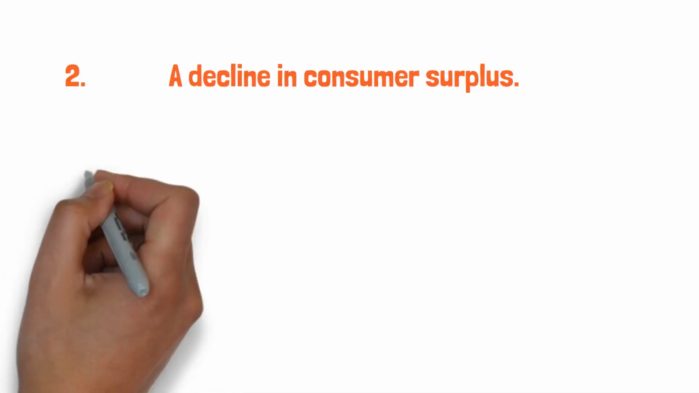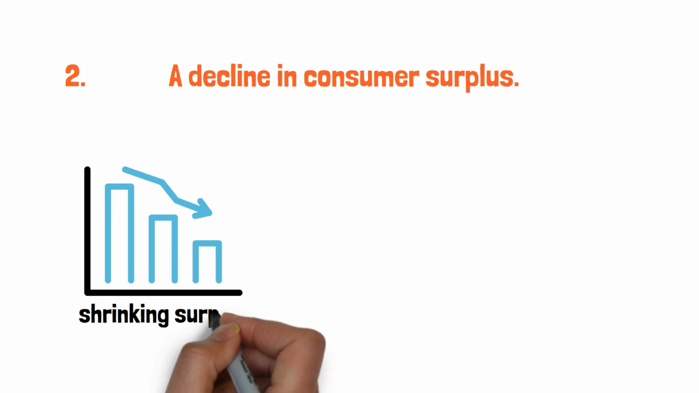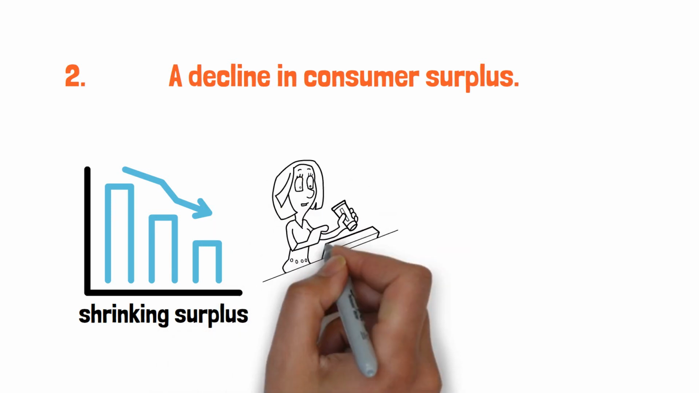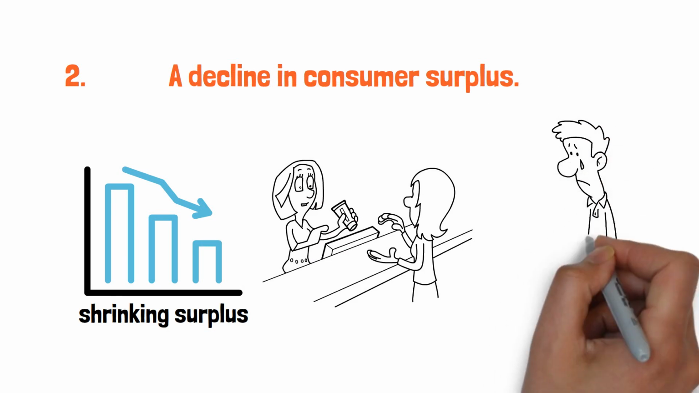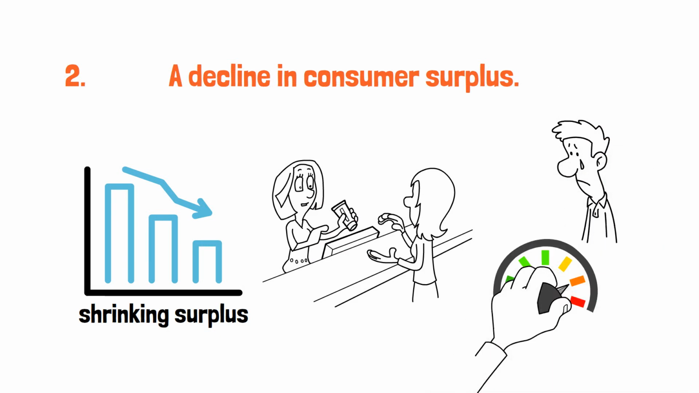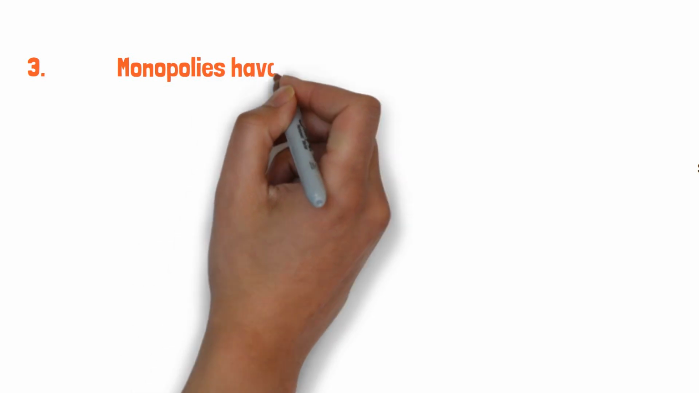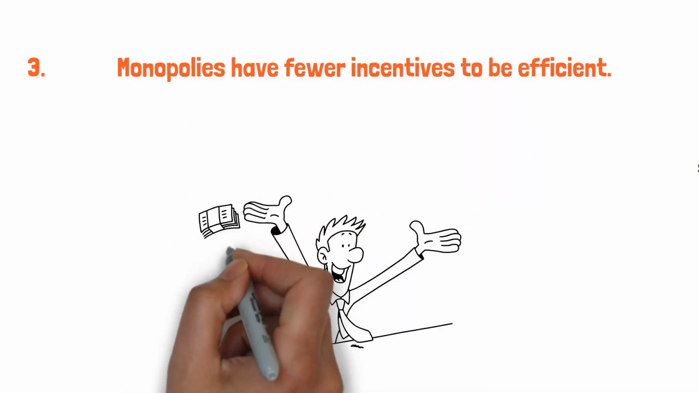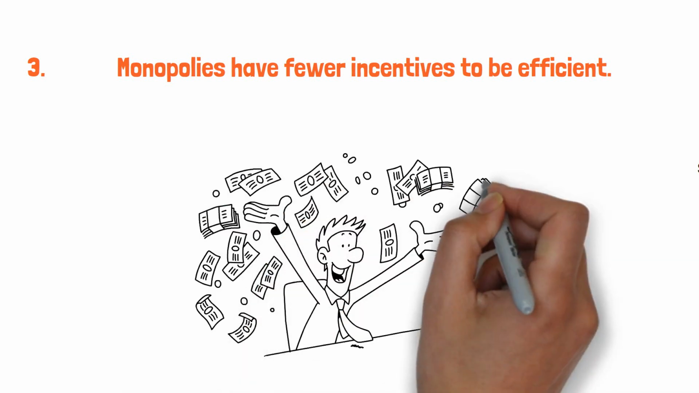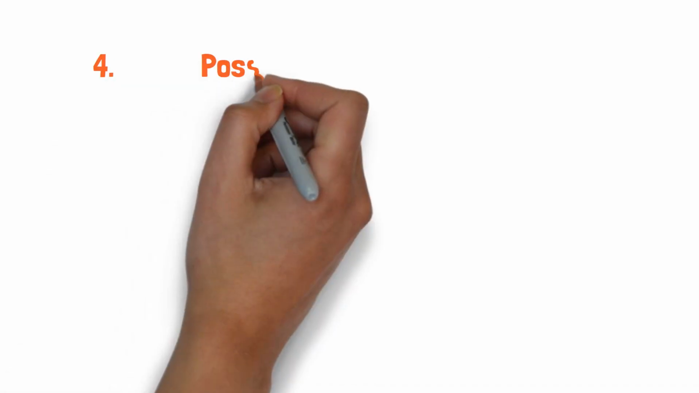A decline in consumer surplus. Consumers pay higher prices and fewer consumers can afford to buy. This also leads to allocative inefficiency because the price is greater than marginal cost. Monopolies have fewer incentives to be efficient. With no competition, a monopoly can make profit without much effort. Therefore, it can encourage inefficiency.